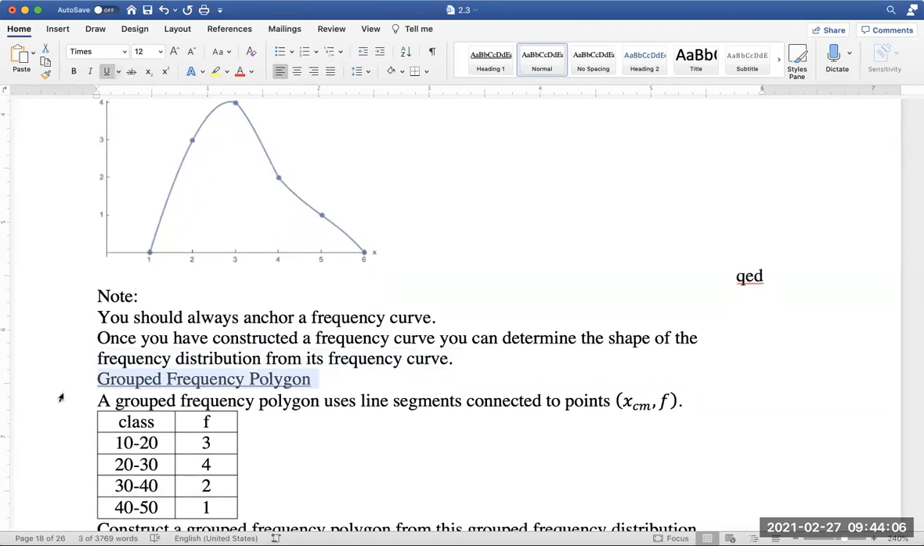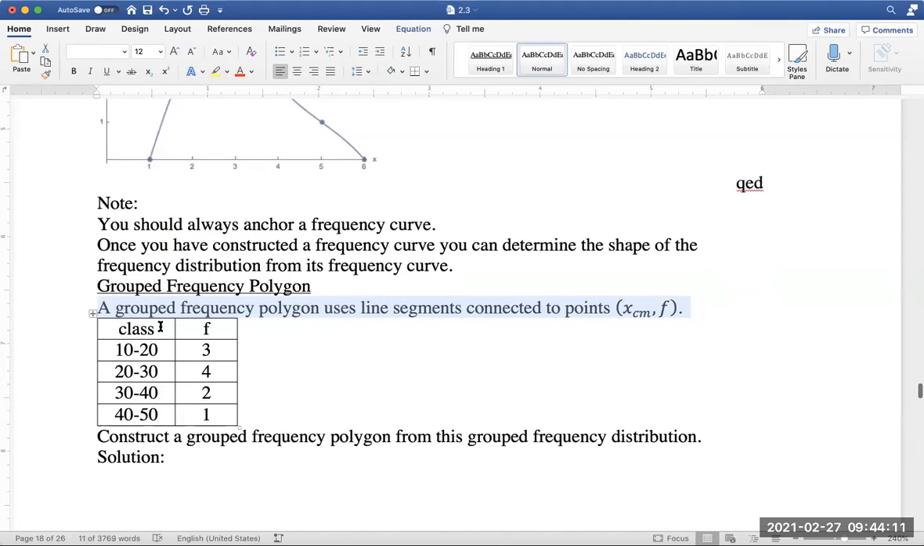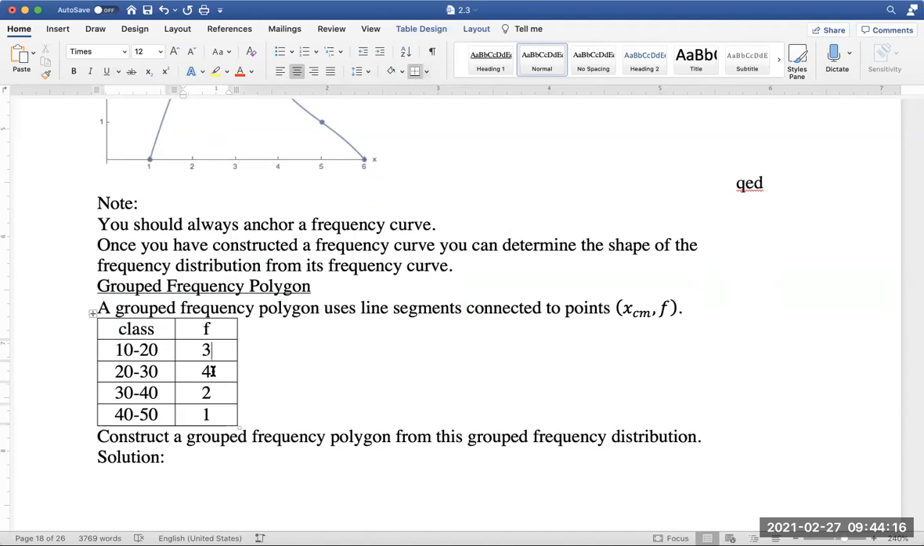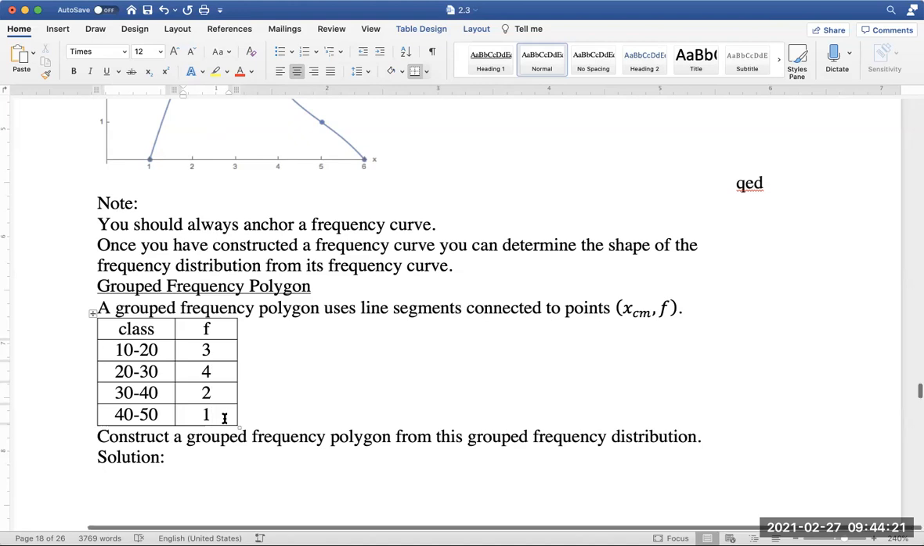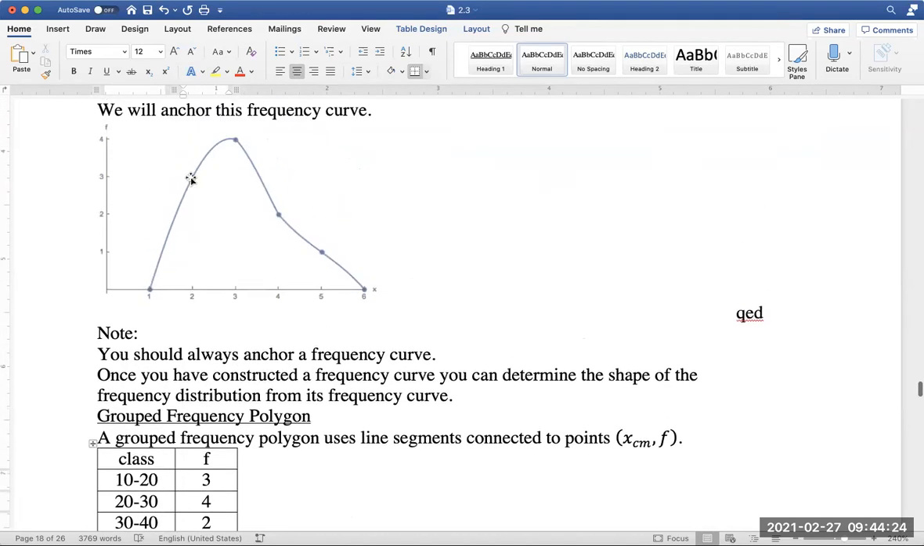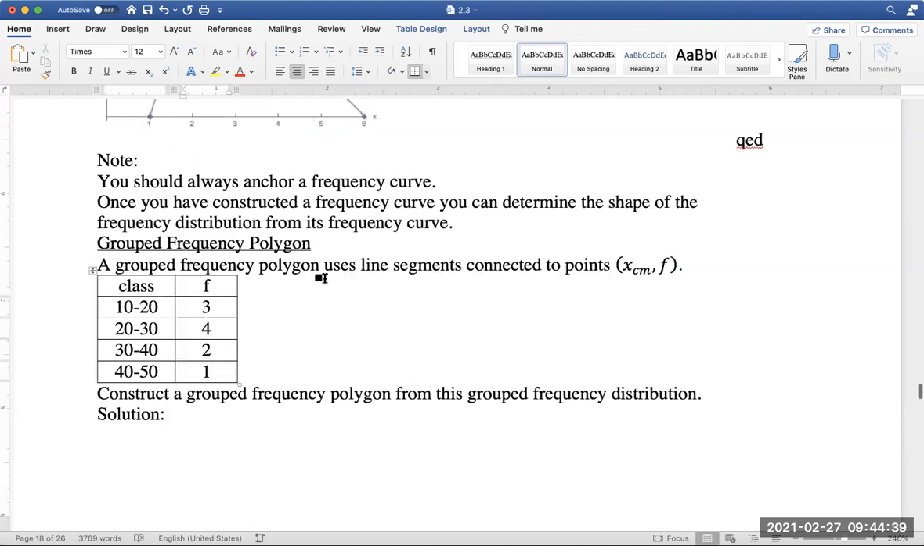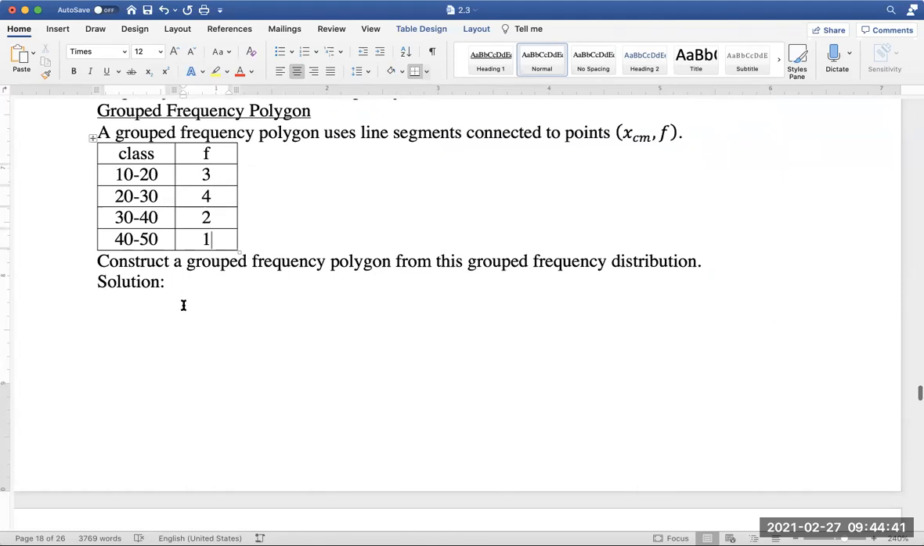A group frequency polygon. So let's do it again for groups. So the only difference is we have classes here. 3 numbers between 10 and 20, 4 between 20 and 30, 2 between 30 and 40, 1 between 40 and 50. Well, so now rather than having a dot, we have a huge bar here. So the question is, well, what do you do with a bar? Well, to make a dot, just go to the class mark. So these points will be class marks. So let's determine my class marks.